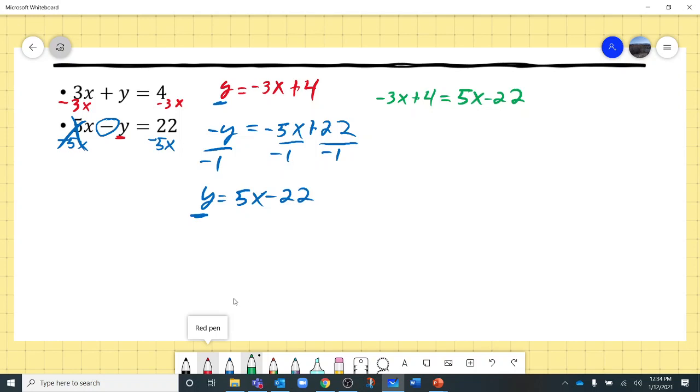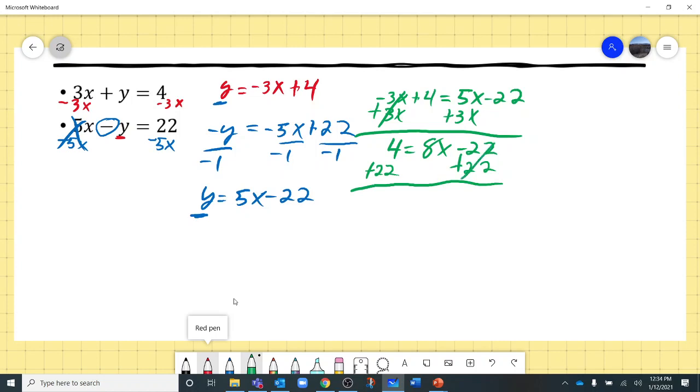Okay, I'm going to add 3x to both sides. I want to put my numbers together and letters together and everything. Negative 3x plus 3x, that cancels. We get 4 equals 5x plus 3x is 8x minus 22. We're going to add 22 to both sides. A negative 22 and a positive 22 will cancel. 4 plus 22 gives us 26 equals 8x.